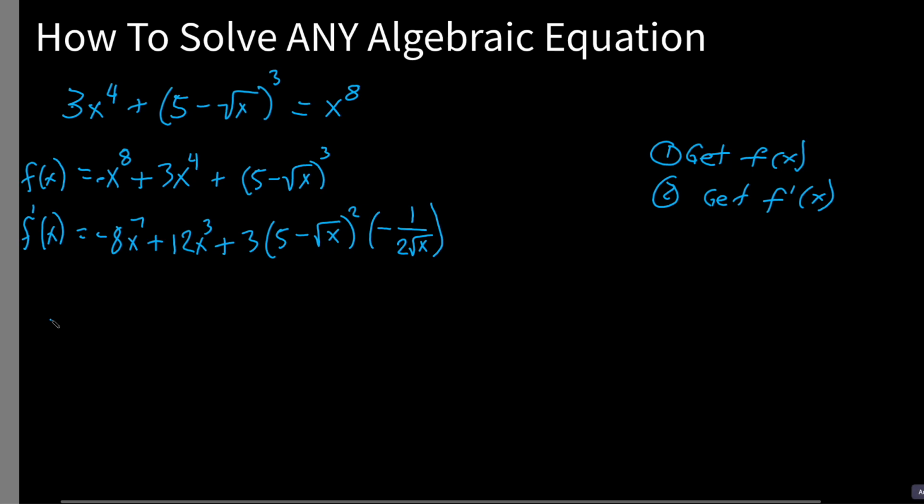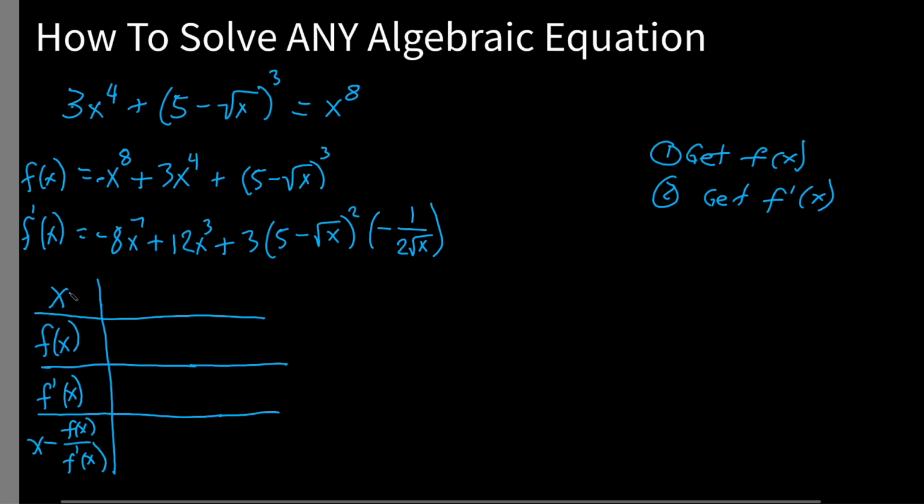So next we'll create a table. So we need to create this table where we have x, f of x, f prime of x, and this equation here, which is x minus f of x over f prime of x. So I'll write here our step 3, create a table.